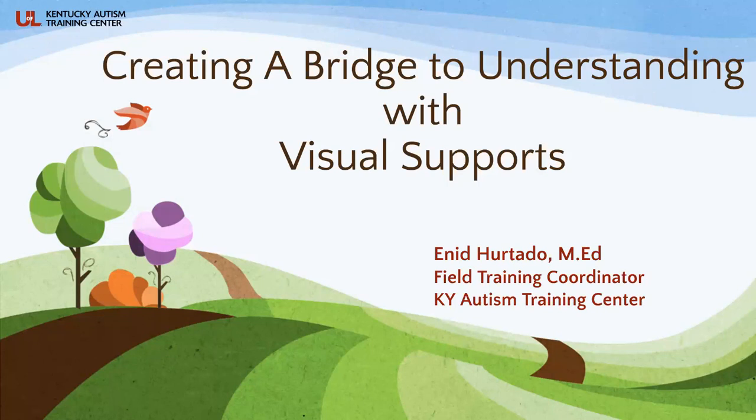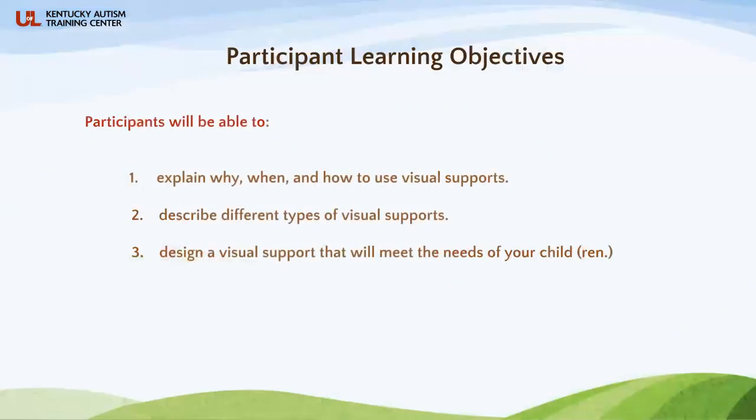And I am the field training coordinator from the Kentucky Autism Training Center that will be sharing this information with you today. By the end of this presentation, the goal is for you to be able to explain the why, when, and how of using visual supports. You'll be able to describe different types of visual supports and also be able to design a visual support that will meet the needs of your child or children.